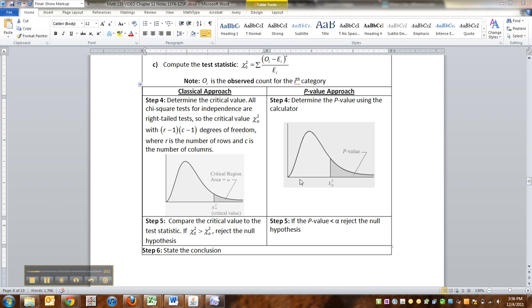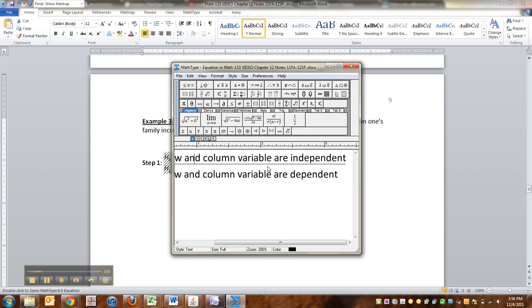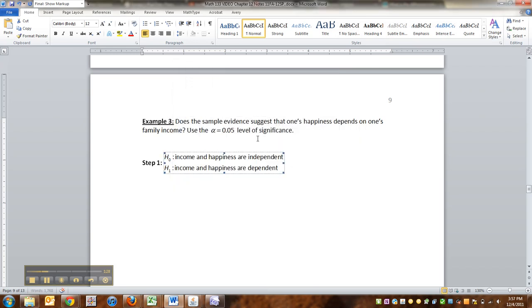Okay, so let's do it. We're going to conduct a hypothesis test for the particular problem we were working on. So let's start with step 1. The null and alternative hypothesis. This would be money and income, or excuse me, income and happiness are independent. The alternative to that is that they're not, right? Income and happiness are not independent, i.e. they're dependent. Okay, so there's your null and alternative. Step 2, very simple. Your alpha is given to you, so that's no problem.